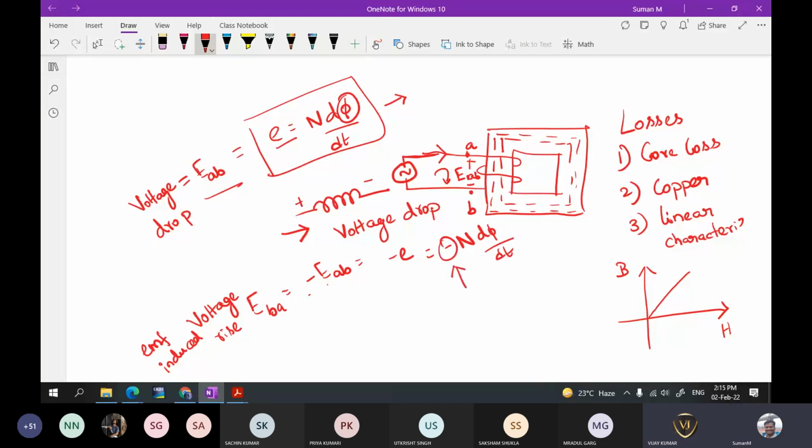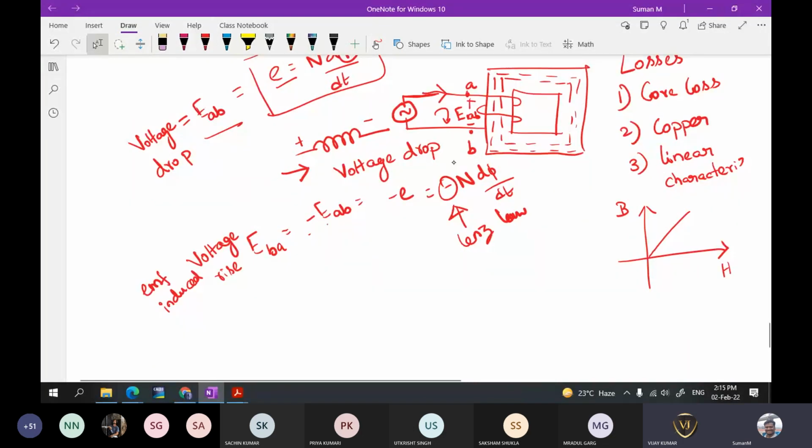So what is this negative sign? This negative sign is giving the EMF induced here. So what is this induced EMF? That we are going to see. This negative sign is given by Lenz's law. Okay, so now let us see more about this induced EMF, that is EAB.